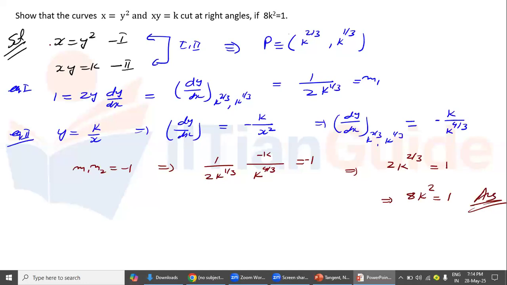Fatima, now what do we have to do to find the point of intersection? xy equal to k is written. So x is y square into y is equal to k. So y cube I am getting k. So I am getting y to be k power 1 by 3. Put 1/3 in place of y. I will get equation number 1. I will get the x coordinate, that is 2/3. K power 2/3 is clear.